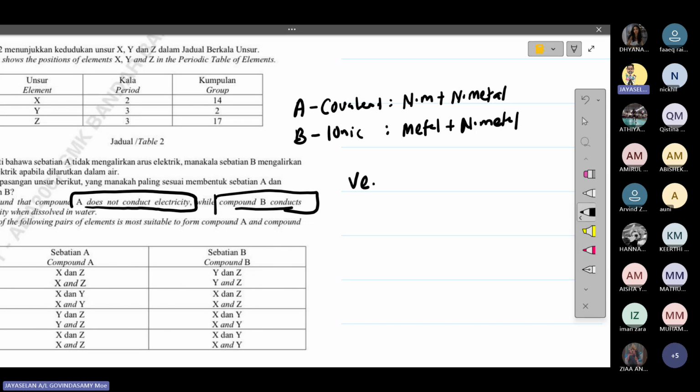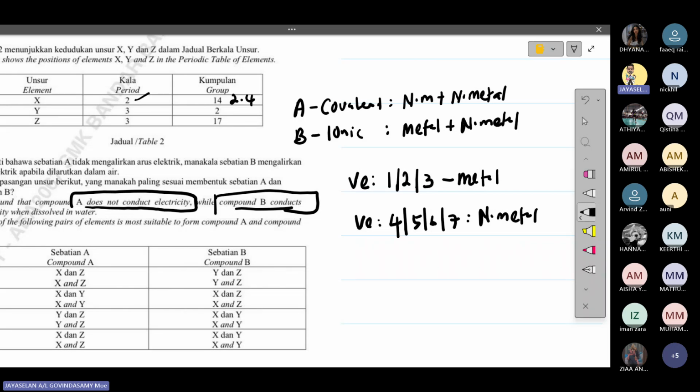For metal, please look at the valence electron. Valence electron 1, 2 or 3 is called metal. Valence electron 4, 5, 6, 7 are all non-metal. Once you have memorized this, it is very easy. So I check group 17, 14. Group 14 is 2.4. For example, period 2, right? It has only 2 numbers. Period 2 must have only 2 numbers. Period 3 has 3 numbers, so 2.8.2. This must have 3 numbers.